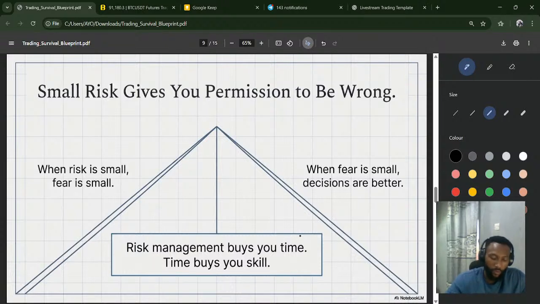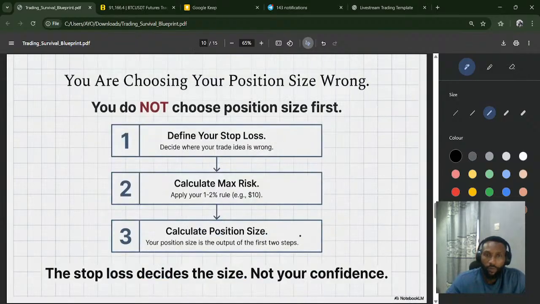All right, so let's move on. All right, guys, now let's talk about position sizing in risk management and trading. So let's talk about position sizing.